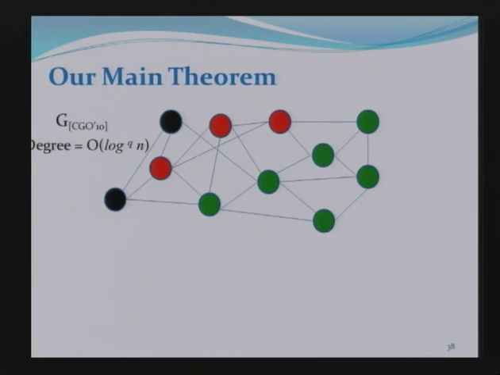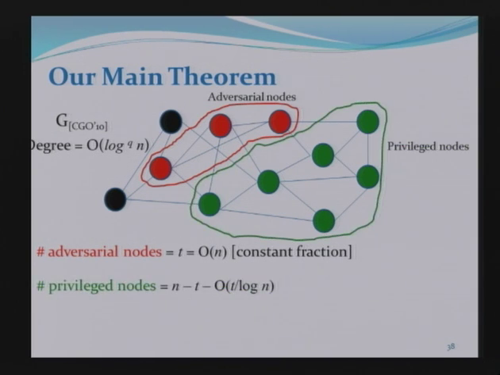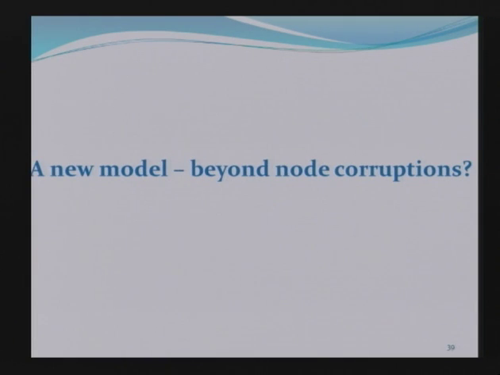Okay, so the main theorem that we can show is we can construct graphs of polylogarithmic degree. And adversarial nodes are these red nodes. They can be arbitrarily chosen by the adversary, as long as there's some bound on the number of nodes that it corrupts. The corruptions can be made adaptively at any time, even during the protocol and so forth. The number of privileged nodes is actually almost everybody. So we can ensure n minus t minus t over log n as the number of privileged nodes that can reach agreement. And we can ensure that they can communicate reliably. Once they can communicate reliably, they can reach agreement.